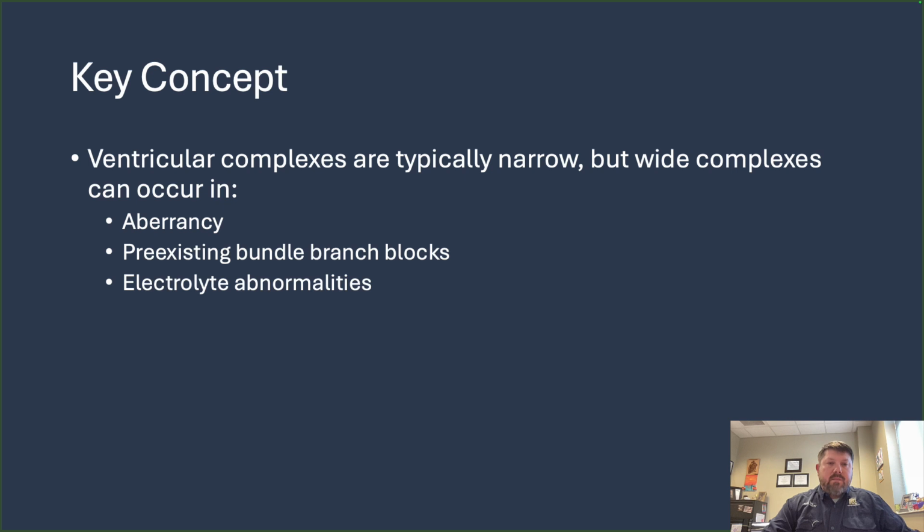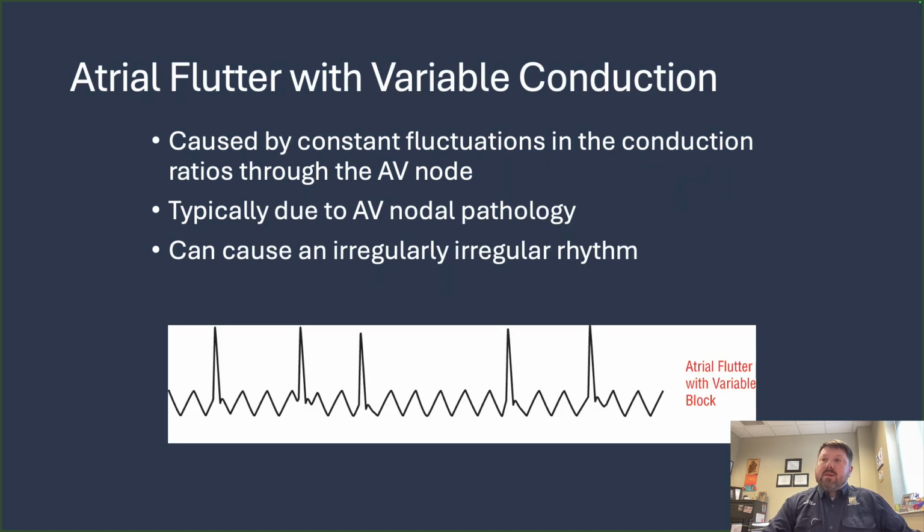Ventricular complexes are typically narrow, but sometimes wide complexes can occur in some aberrancies. I listed that term earlier. If there's already a bundle branch block that the patient's experiencing, and also in some electrolyte abnormalities. Sometimes you can have a flutter with a variable conduction. You're not always going to have just a 3-to-1, 2-to-1 pattern. And this is usually due to some type of AV node issue. And in this case, it could cause an irregular rhythm.